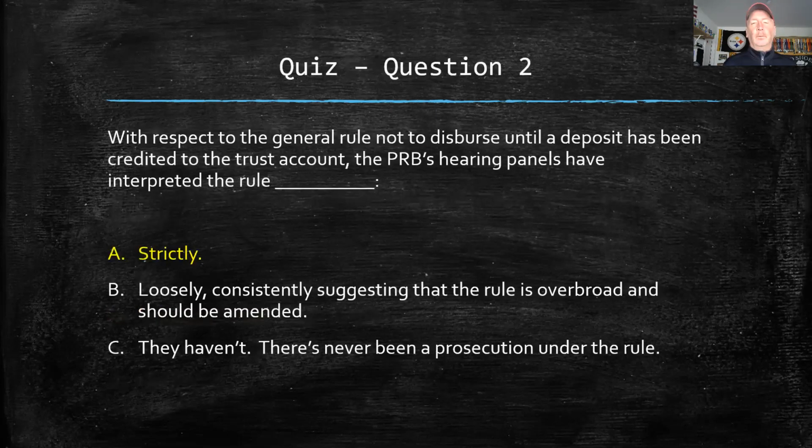Two, the rule that says don't disperse without collected funds, our hearing panels have been very strict. And every hearing panel decision, if it doesn't get appealed within 30 days, becomes a final order of the Vermont Supreme Court and has the full force and effect of an order of the Supreme Court. So our court's been strict too.